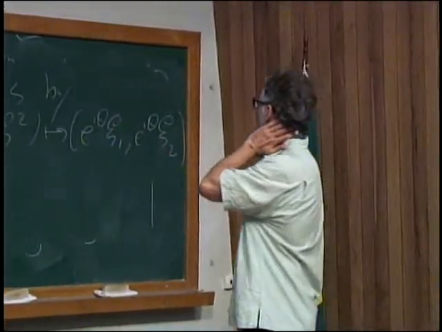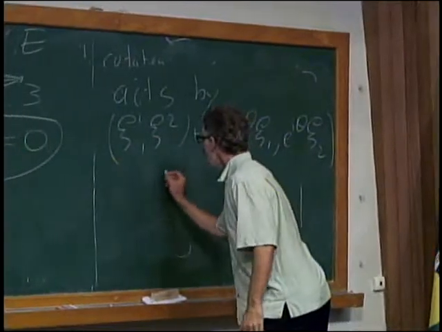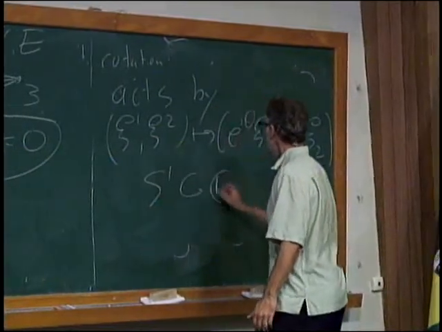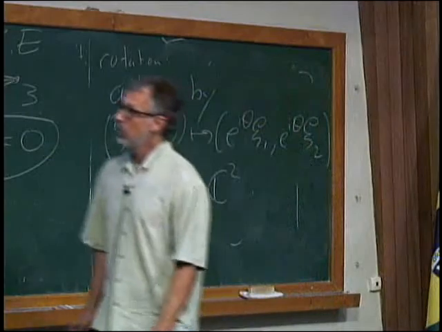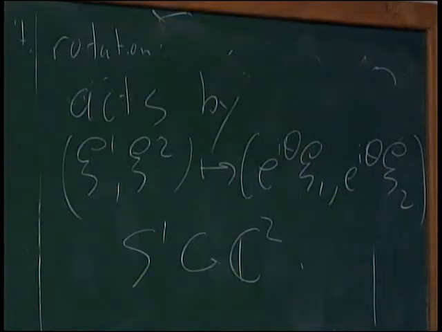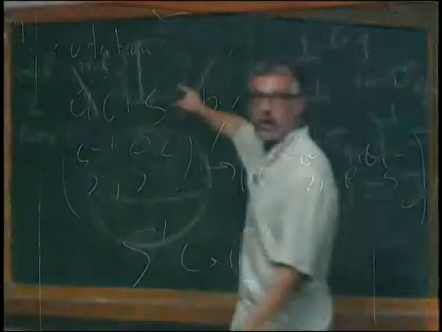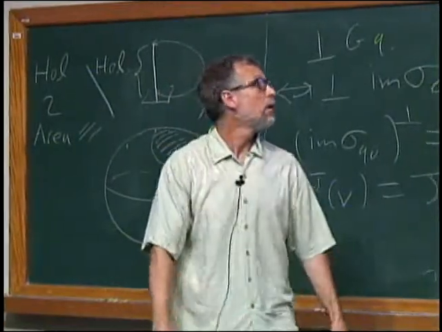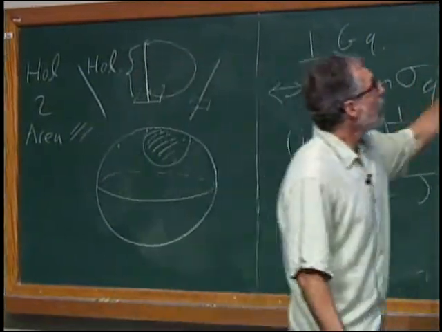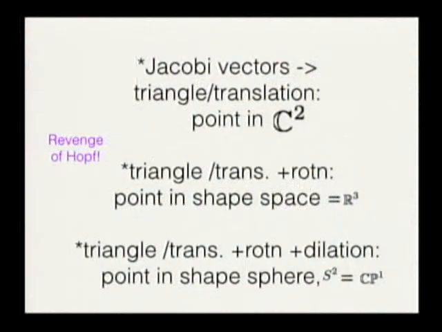Okay, so what do we have? We have S1 acting on C2. That was over here. Hello, Mr. Hopf fibration, huh? S1 on C2. That was a Hopf fibration. So we now know what the triangles, mod translation and rotation, are. They form R3. We want to go one step further to make nice pictures. We want to divide by dilation also.